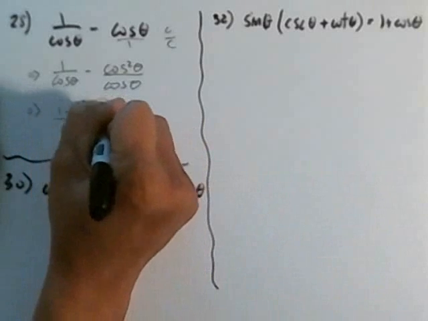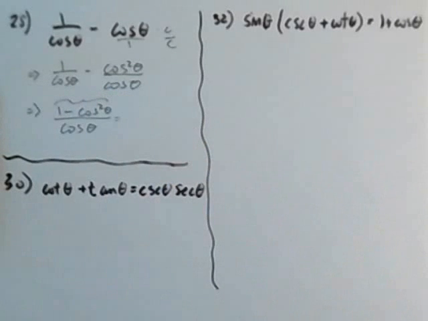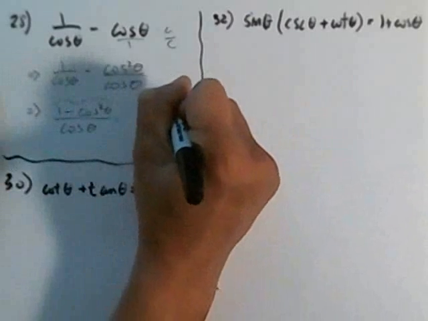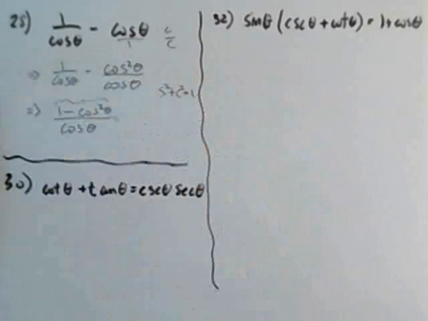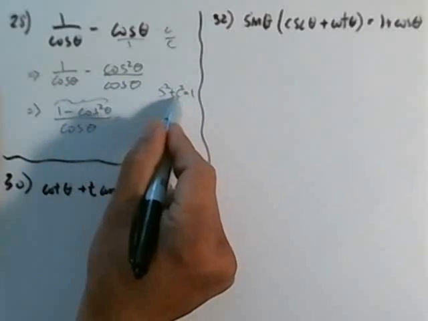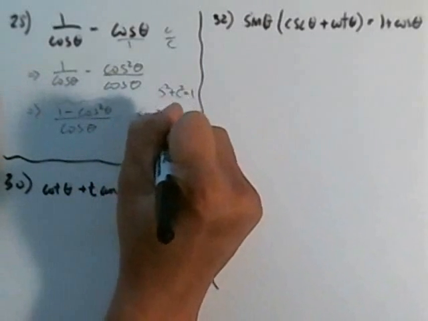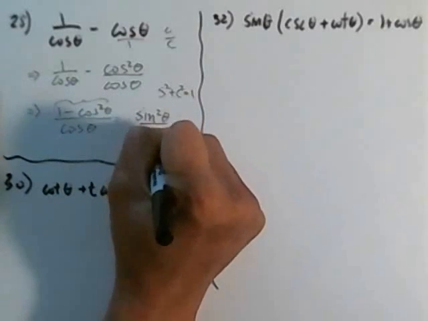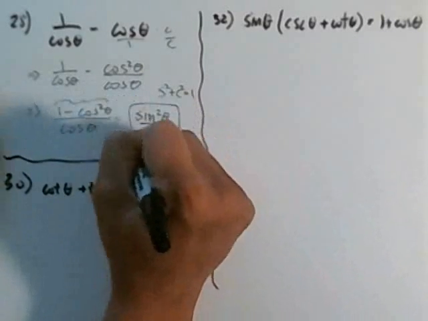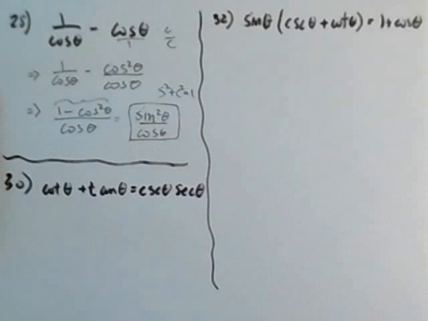This is very, very important. You should figure out what that is. We know that sine squared plus cosine squared equals 1. So 1 minus cosine squared is equal to sine squared. So it becomes sine squared of theta over cosine of theta. There you have it. Number 30.